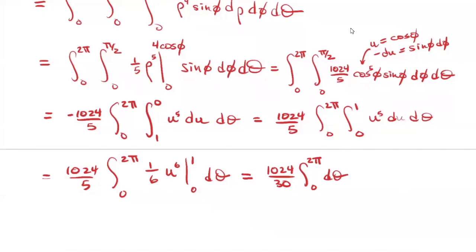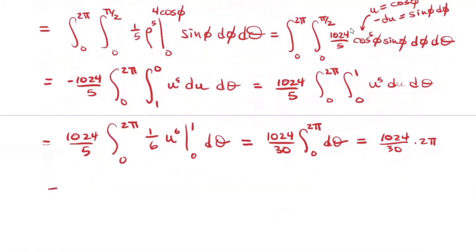And of course that's just going to be times 2 pi. So we have 1024 over 30 times 2 pi. And I guess we'll have to think about this a little bit. So that's going to be 512 pi over 15. And assuming that's right and without mistakes, I don't see anybody complaining about mistakes. So I'm hoping that's mistake-free.